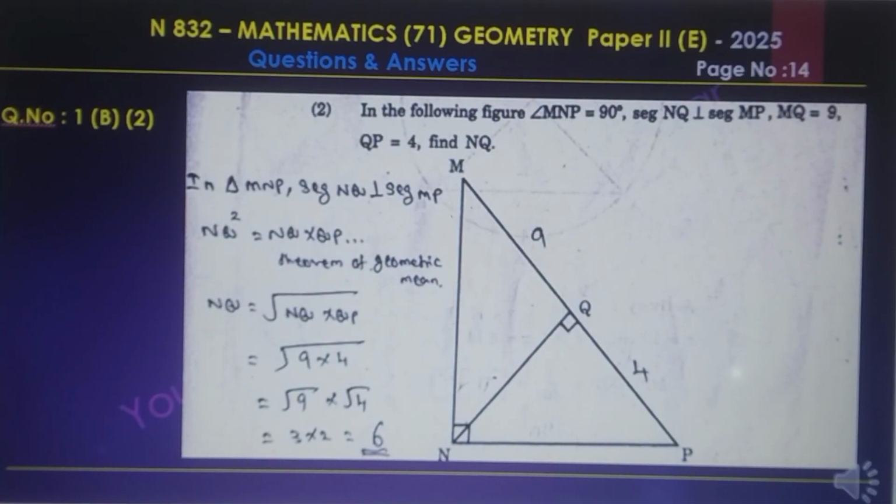Question number 2 B. In the following, angle M and P 90 degrees, segment NQ perpendicular to segment MP, and MQ equal to 9, QP equal to 4, find NQ. Here is the answer I have given. Angle MNP is 90 degrees, segment NQ perpendicular to segment MP. NQ square equal to MQ into QP. By the theorem of geometric means, NQ equal to root of 9 into 4, root of 9 into root of 4. We are getting the final answer 6.